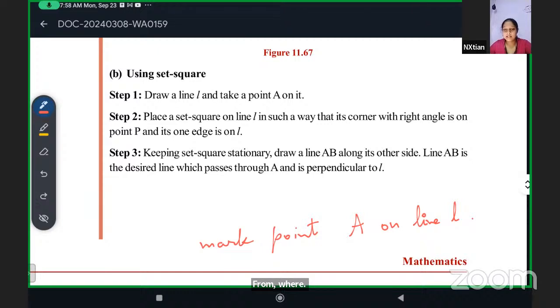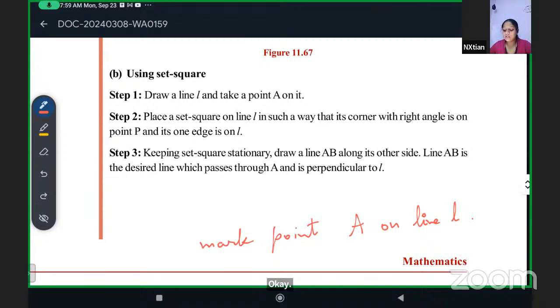One second, Edric. You placed the set square and made it. Okay, Abraham, it is correct. Where to mark the A point? You can mark it at the center, or a little near the center, anywhere on the line. Okay, so I mark the A point, ma'am.